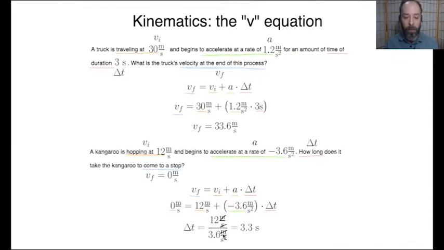Meters in the numerator of both, that's going to cancel. Seconds is in the denominator on top and on bottom. It's squared on bottom. That means we're going to lose the square on bottom and we're going to lose the seconds altogether on top. We're going to be left with seconds in the denominator of the denominator for the unit. Denominator of a denominator floats to the numerator, and when we do this math, we get 3.3 and the unit is seconds. That's rounded to 2 sig figs.